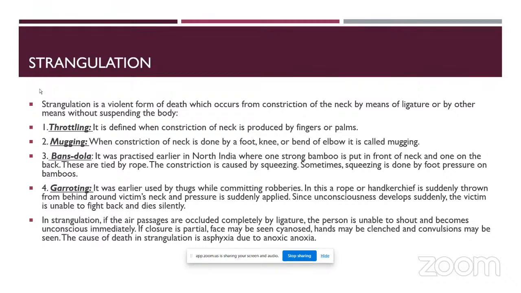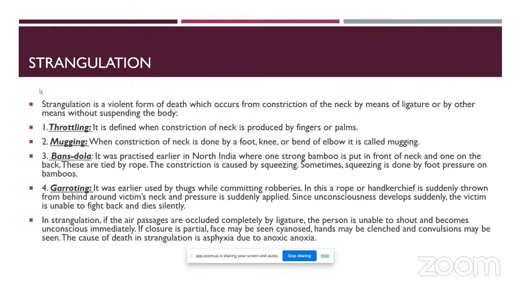Now, there are different types of strangulation, that is throttling, mugging, bansdola, or garroting. Discussing each type, first is throttling. Throttling is defined as constriction of the neck produced by the fingers or palm of another person. Here the force is an external force. Next we'll be talking about mugging. What is mugging? It is a constriction of the neck done by the foot, knee, or bend of an elbow. That is called mugging.